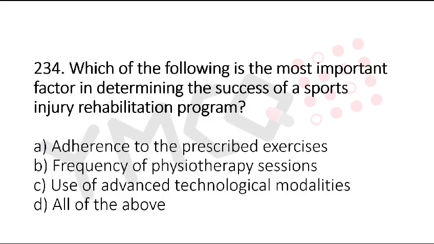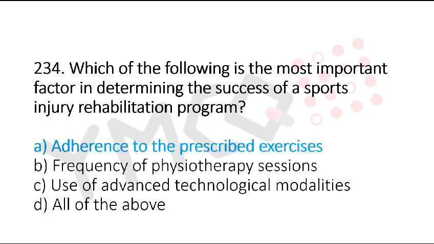Which of the following is the most important factor in determining the success of a sports injury rehabilitation plan? Option A, adherence to the prescribed exercise. Option B, frequency of physiotherapy sessions. Option C, use of advanced technology modalities. Option D, all of the above. And the answer is option A, adherence to the prescribed exercise. Now let's move to question number 235.